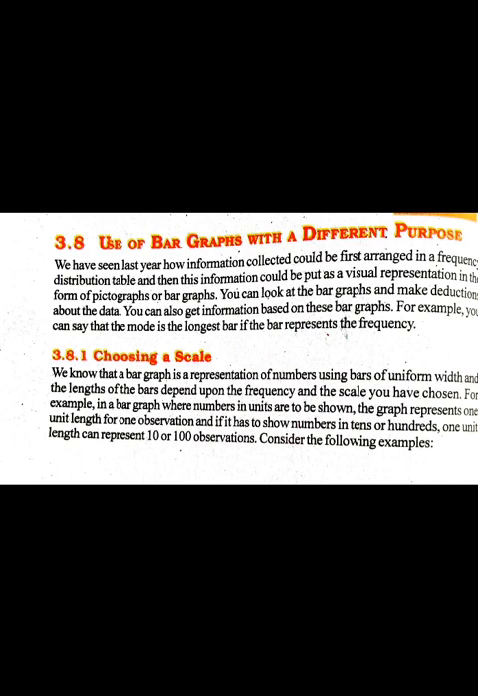Suppose we have to represent 600 marks on a bar graph. We cannot choose the scale 1 unit is equal to 10 marks because we will have to take 60 units to represent 600 marks. So, a suitable scale here is 1 unit is equal to 100 marks. So that for representing 600 marks, we have to take 6 units.